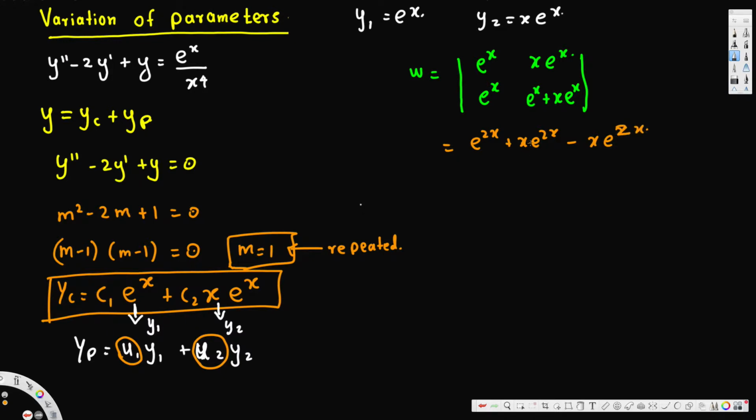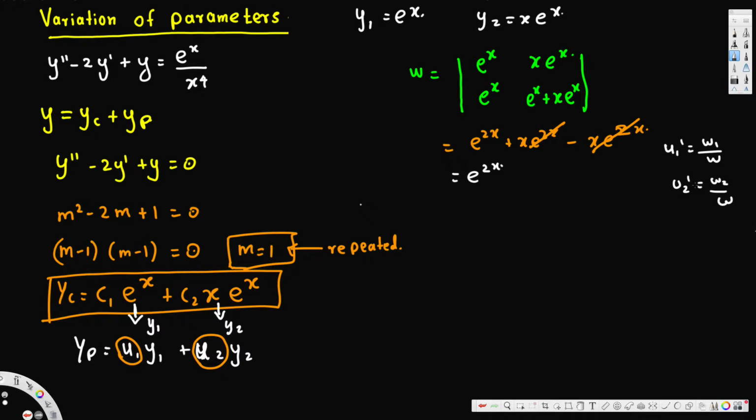Now here you can see x e^(2x) minus x e^(2x), both of them will cancel each other. We will be left with e^(2x). So this is going to be e^(2x). This is our Wronskian. But here the thing is u1 prime, let me write the equation right here. u1 prime is equal to w1 over w. Then u2 prime is equal to w2 over w.